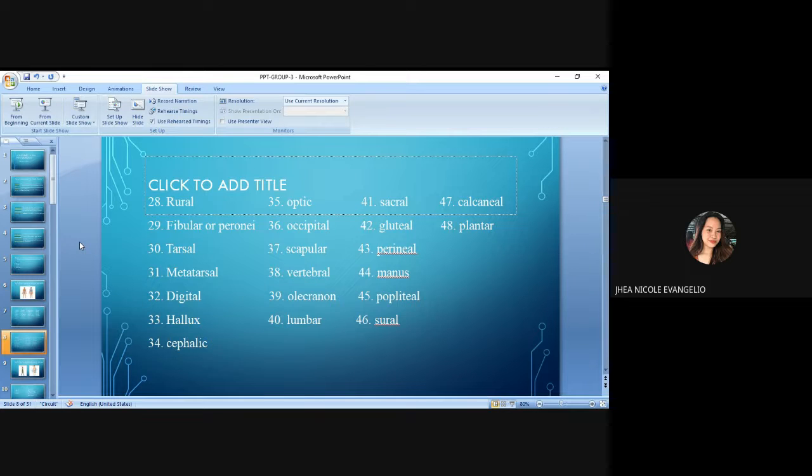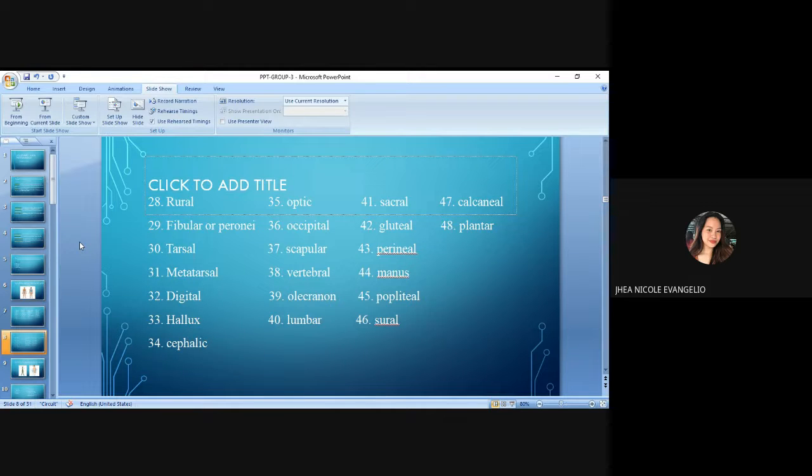34, cephalic, located at the head. 35, otic, located at the ear. 36, occipital, at the back of the head. 37, scapular, located at the back. 38, vertebral, located at the spine. 39, olecranal, the bony tip of the elbow. 40, lumbar, located at the lower back.